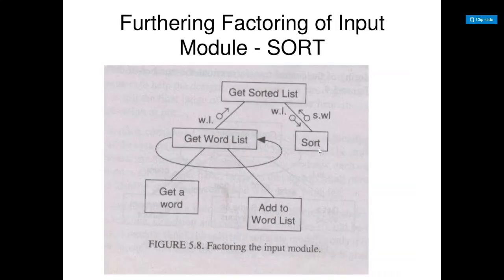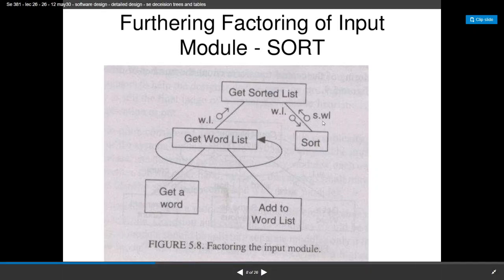In the second level factoring, especially for the input module, it is not for the sorting, it is for the input of words. So what we need to get is the sorted list. That is the main thing. So how do we do it? You get a word, or you add a word to the list. This is the first word when you get. Then after you get the first word, you go on adding the words. So that goes into the get word list. All the words, whatever is present, that gets into the list.